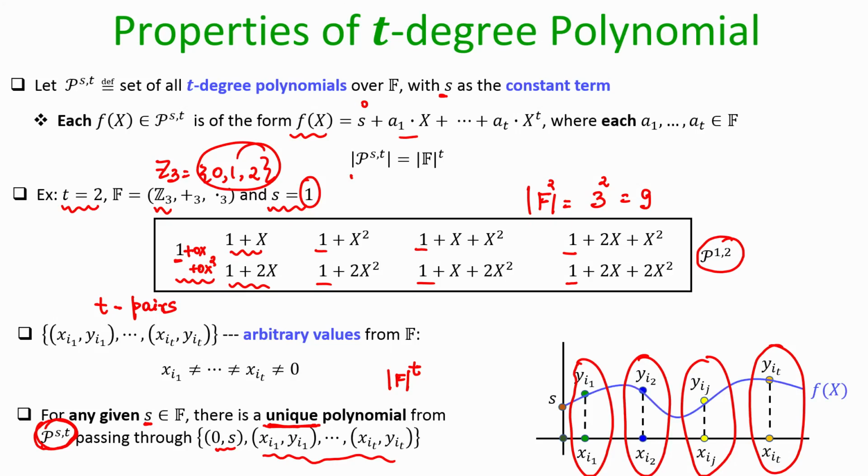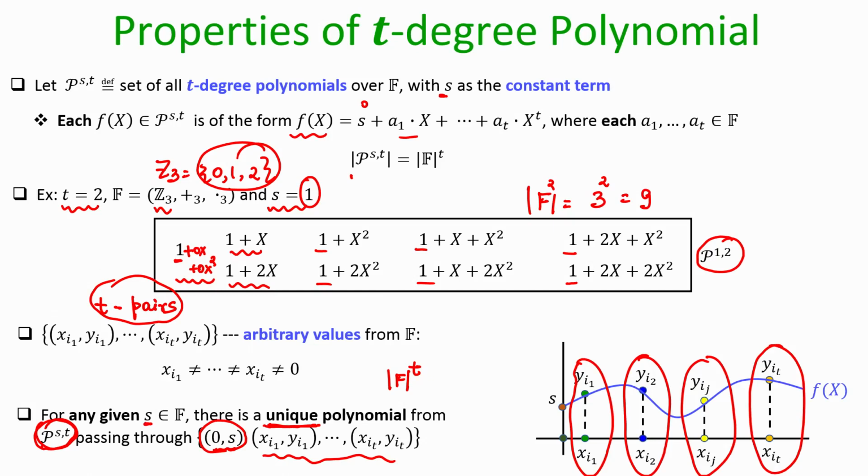This is because you are already given t pairs, x y pairs, t points, and you also want that 0 comma s should lie on that polynomial. So overall you now have t plus 1 points, and through t plus 1 points you can have only one polynomial of degree t passing through all t plus 1 of them.